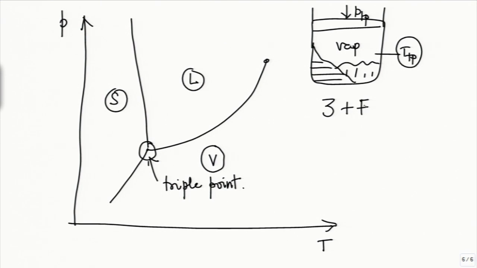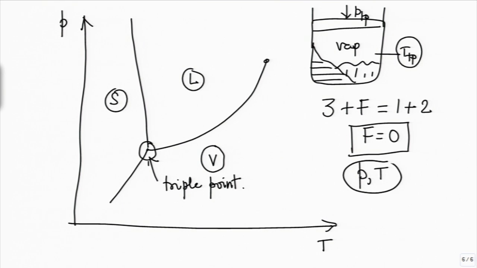Plus F. Number of components is 1, plus 2 is part of the formula. So, this means F is 0, and that means we have no choice of selecting either the pressure or the temperature. These are fixed values. So, P and T, no choice, P and T fixed.